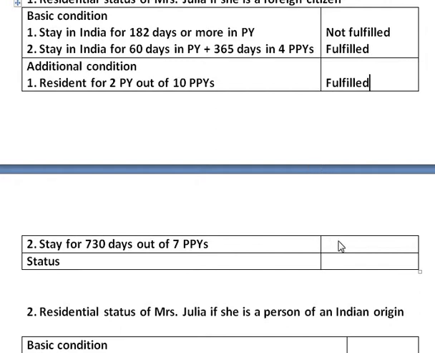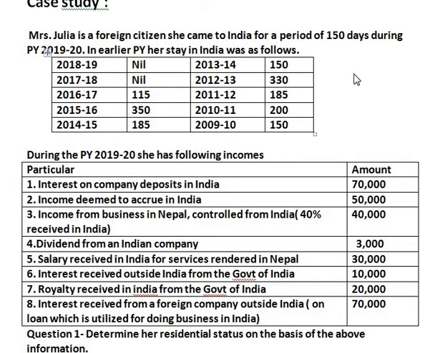After checking this, let us check whether she has stayed in India for 730 days out of 7 preceding previous years or not. Again, to identify this, we have to check the table given in the sum. Here in the table, the last 7 preceding previous years start from year 2012-13 and end on 2018-19.